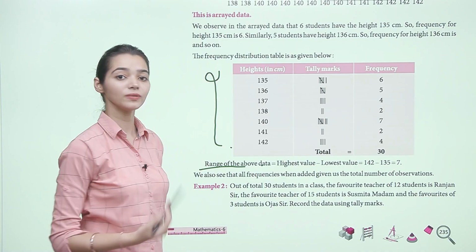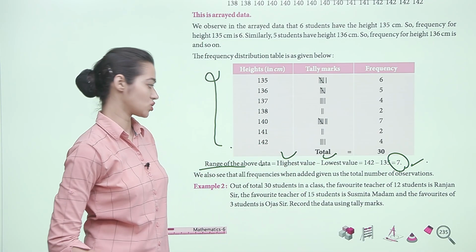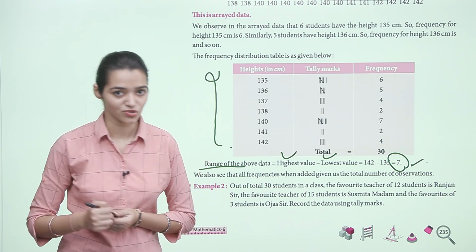Now, what will be the range? The highest value minus the lowest value, that is 7, is our range. We can also see that the frequencies, when added, give us the total number of observations.